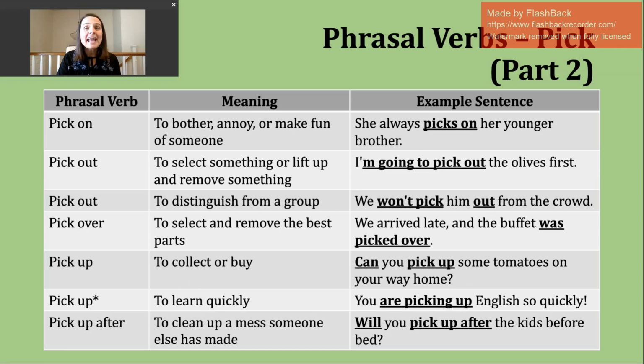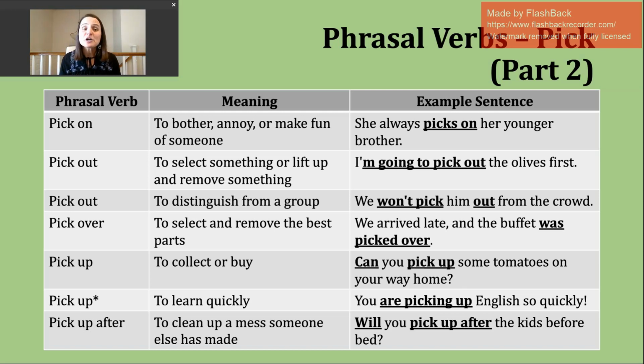Let's continue looking at some more phrasal verbs. The next one will be pick on. This generally means to bother, annoy, or make fun of someone. An example of this could be, she always picks on her younger brother. This simple present sentence could describe, I think, a lot of older siblings and how they treat their younger ones sometimes. They might bother, annoy them, or make fun of them.